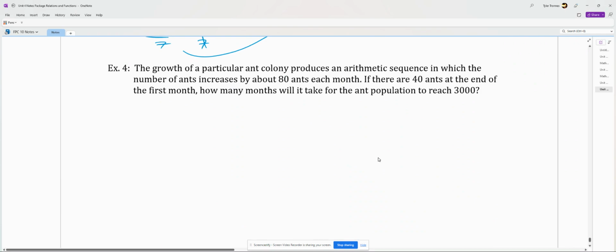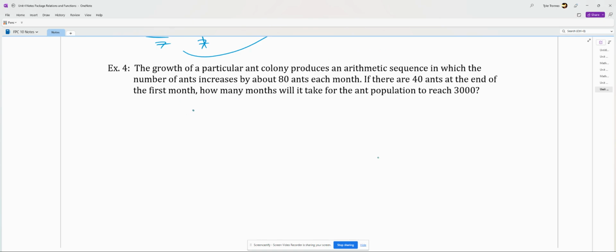We have the growth of a particular ant colony produces an arithmetic sequence in which the number of ants is increasing by about 80 ants each month. Okay, if there are 40 ants at the end of the first month, how many months will it take for the ant population to reach 3,000?